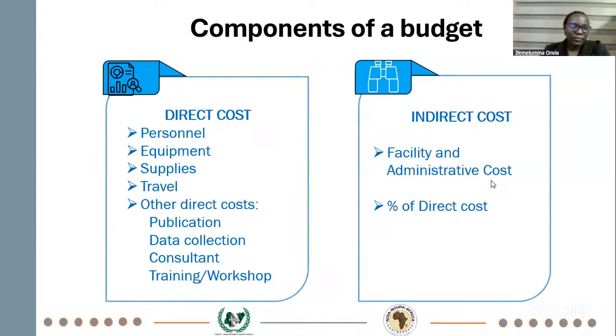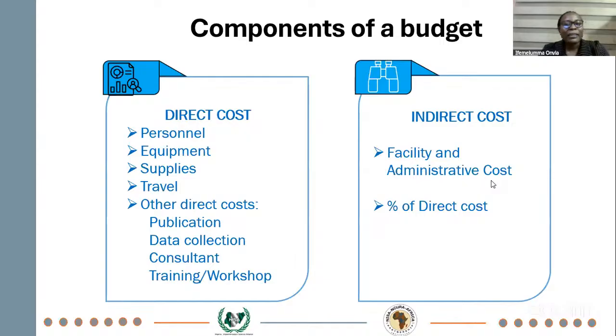So examples of direct costs on a project are personnel costs, the equipment, the supplies, the travel costs. Remember, when I say travel, I mean travel costs that must happen because of that project, not a cost for you to go and buy something for office use. That's not directly related. You can't tie it to any particular project. Then we have other direct costs.